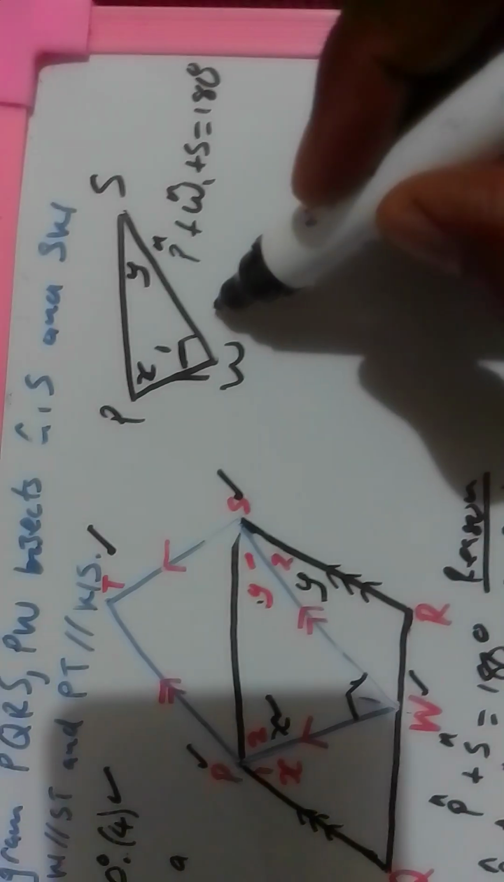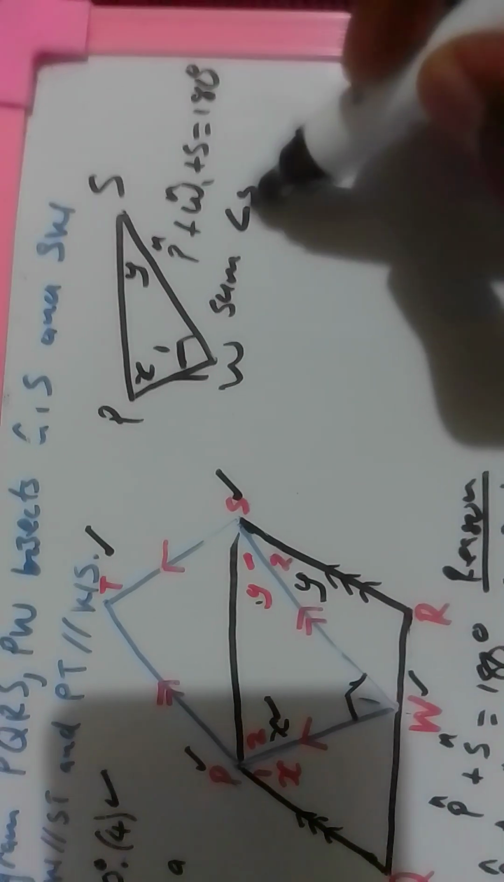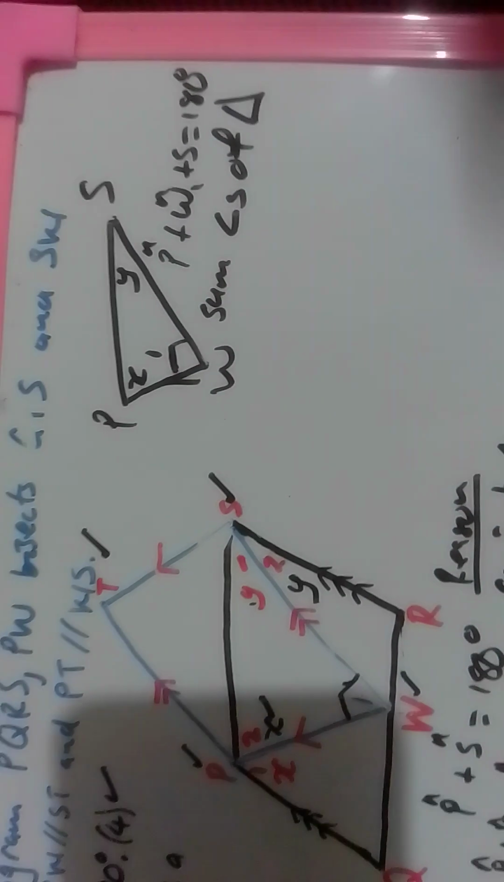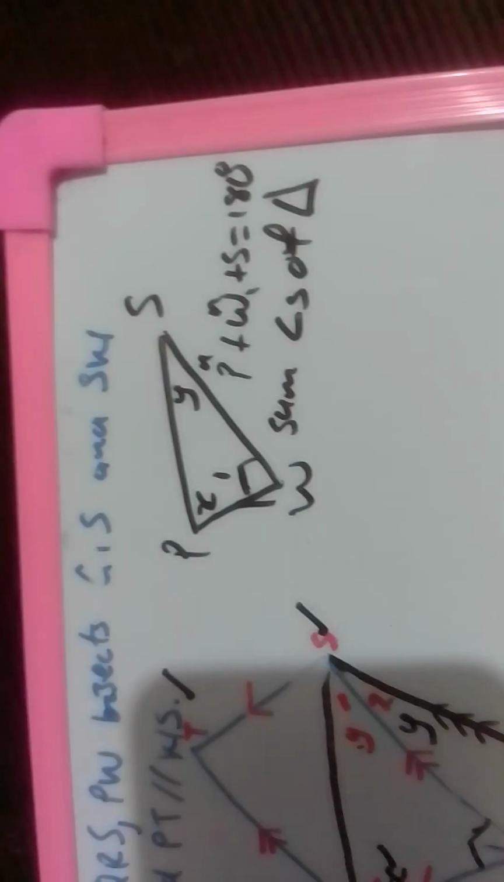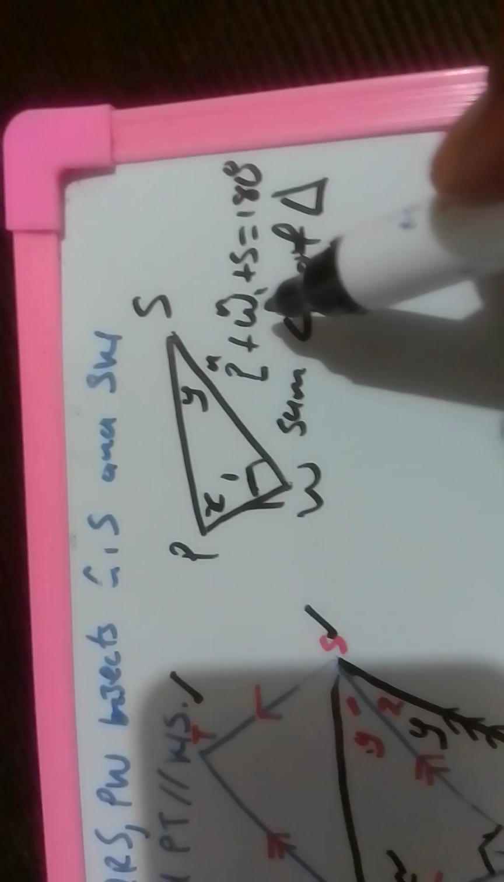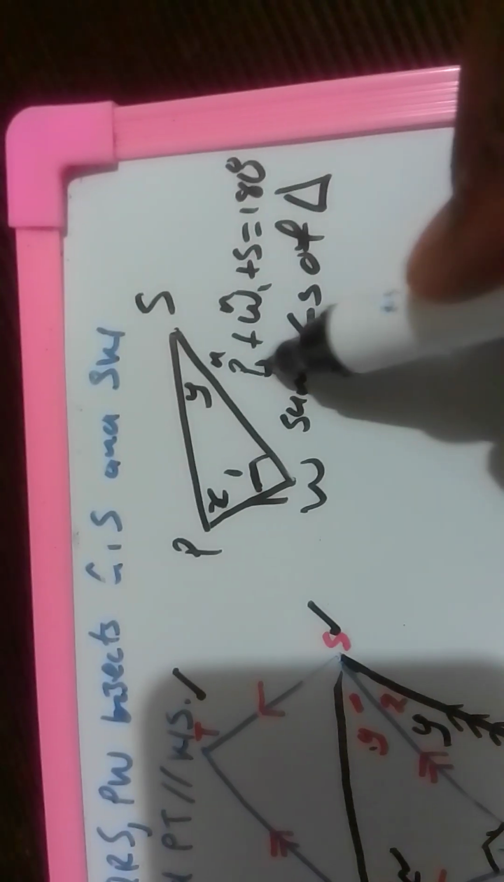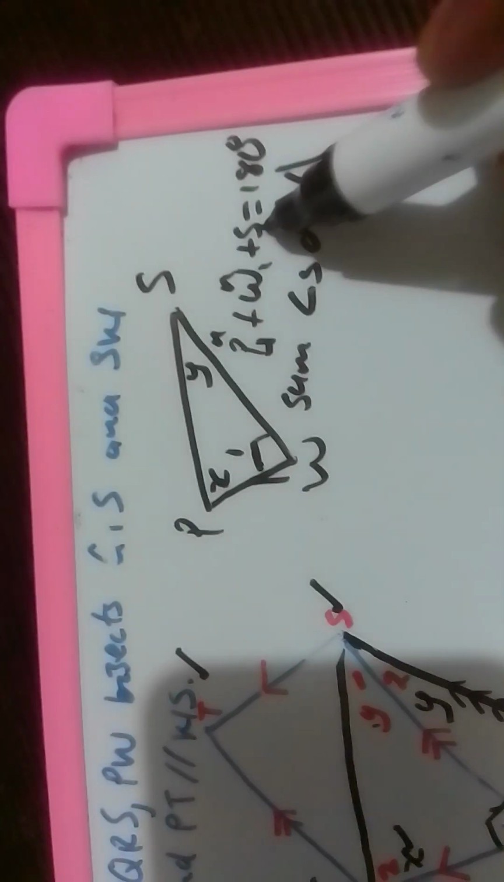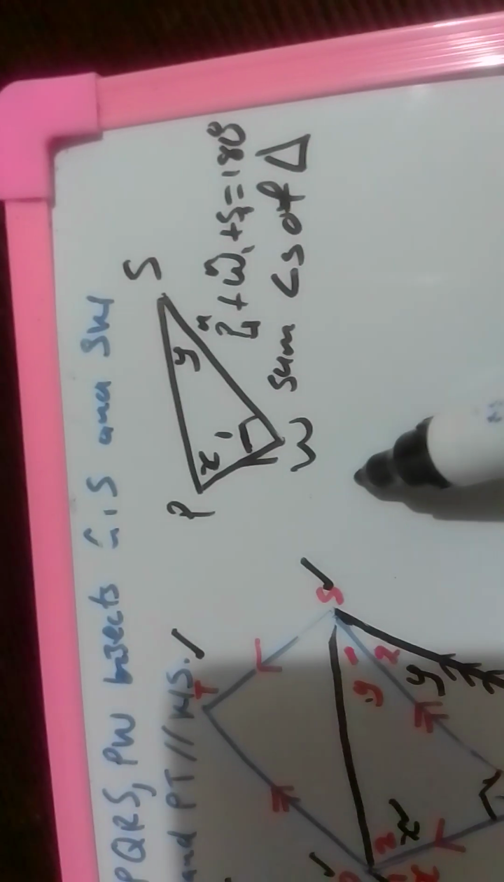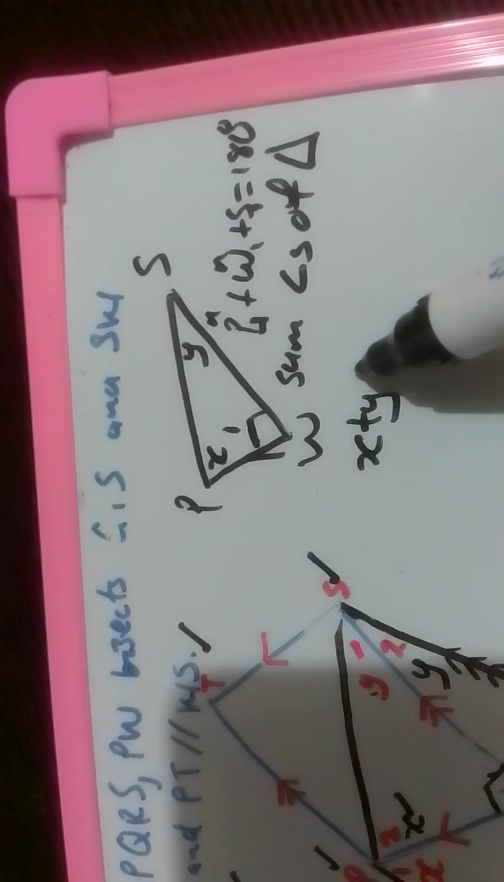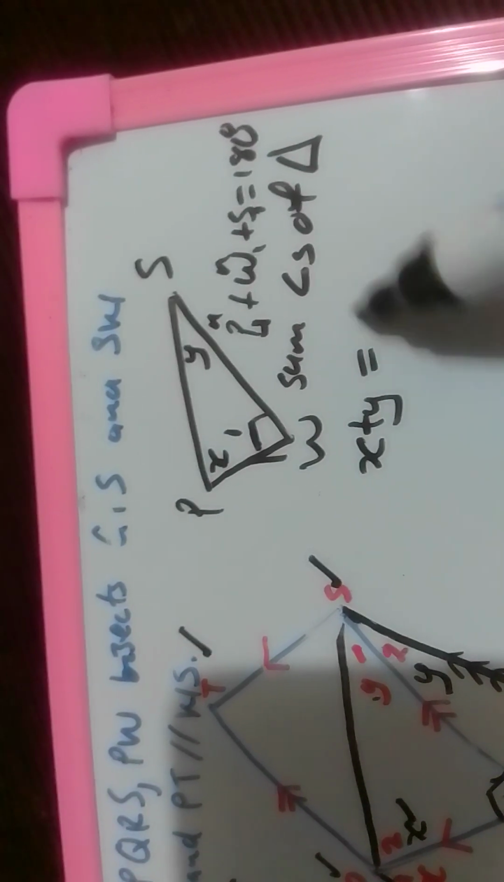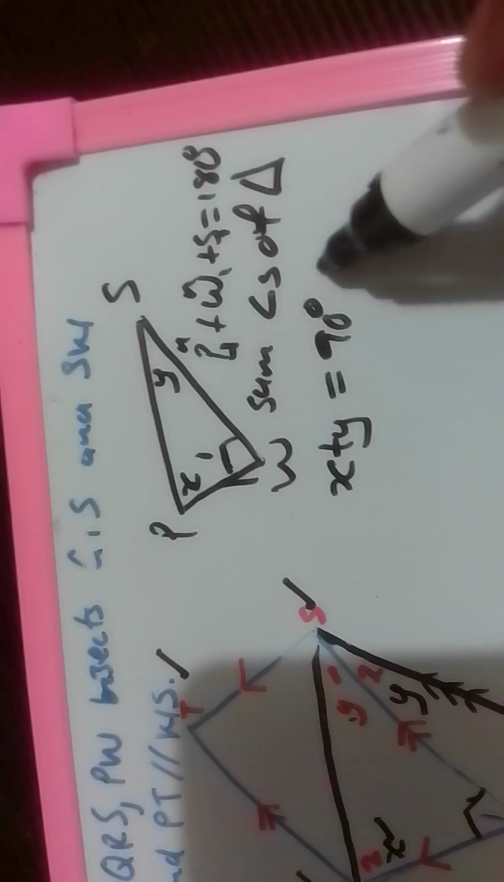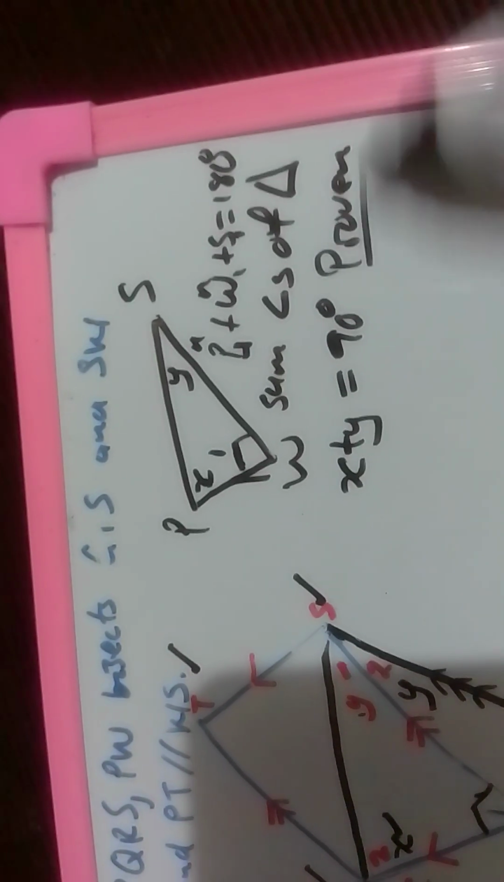And my reason would be what? Sum of angles of a triangle. This is how you answer an examination. So don't be alarmed when I write like that. Okay, so now I'm going to take this P1 and the S1. So I'm going to say X plus Y is equal to 90 degrees. And my reason, I say what? Proven, because from the previous question we've proven that X plus Y is equal to 90 degrees.